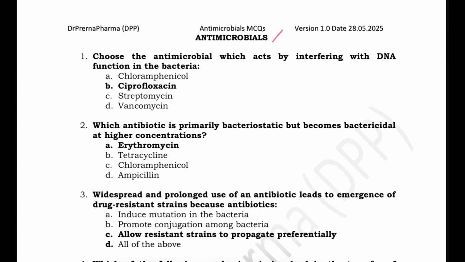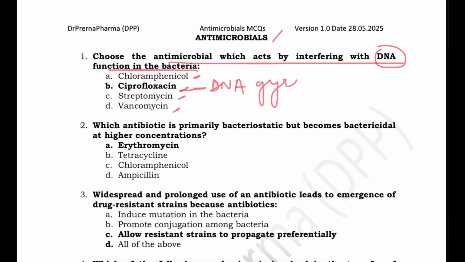Choose the antimicrobial which acts by interfering with DNA function in the bacteria: chloramphenicol, ciprofloxacin, streptomycin, vancomycin. Ciprofloxacin acts on DNA function, it inhibits DNA gyrase, right? So this is the right answer. Which antibiotic is primarily bacteriostatic but becomes bactericidal at higher concentration? Bacteriostatic but becomes cidal is erythromycin. It is primarily bacteriostatic.